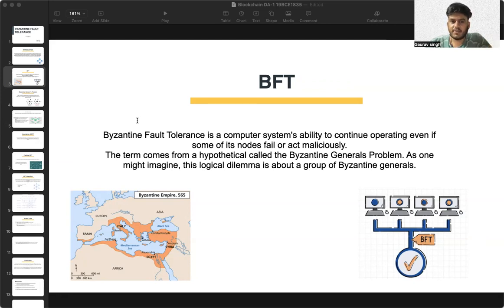This means that a BFT system is able to continue operating even if some of its nodes fail or act maliciously. There is more than one possible solution to the Byzantine generals problem, and therefore multiple ways of building a BFT system. Likewise, there are different approaches for a blockchain to achieve Byzantine fault tolerance, and this leads to the so-called consensus algorithms.